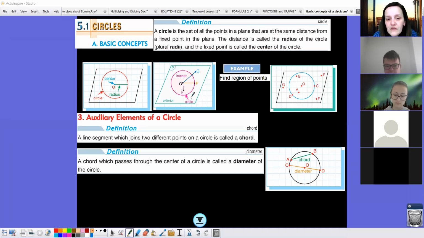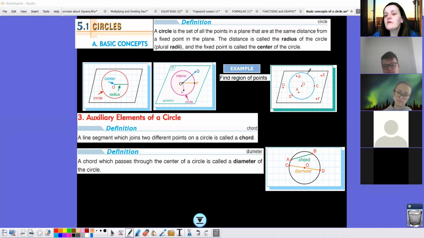Now here, as you can see, we have some regions of the circle: the interior region, the region inside the circle, the exterior region, outside of the circle, and the circle itself. Okay, there are three different regions: interior, exterior, and the circle itself. For example, here the point R is in the interior region, point Q is in the exterior region, and point P is on the circle. Okay, did you understand? There are three different regions: interior, exterior, circle itself.